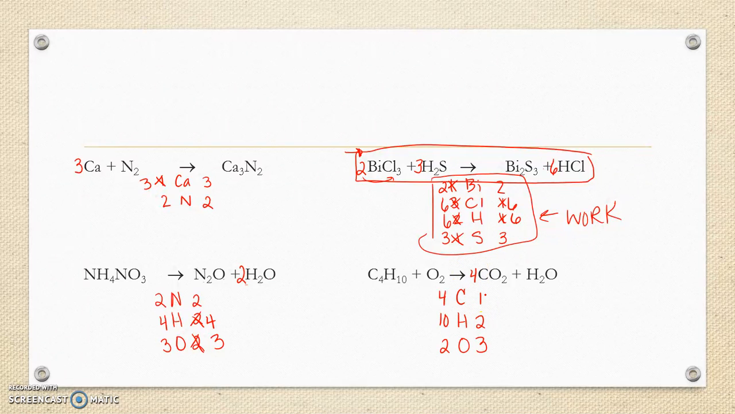All right, 4 carbons. So that gives me 4 carbons. It also changes. I have 8 oxygens plus 1 is 9. I have 10 hydrogens, so I need to put a 5 here. That gives me 10 hydrogens. 8 oxygens plus 5 is 13. Okay, look, we have 13 and 2. So we take and put this number over that number, so 13 halves.